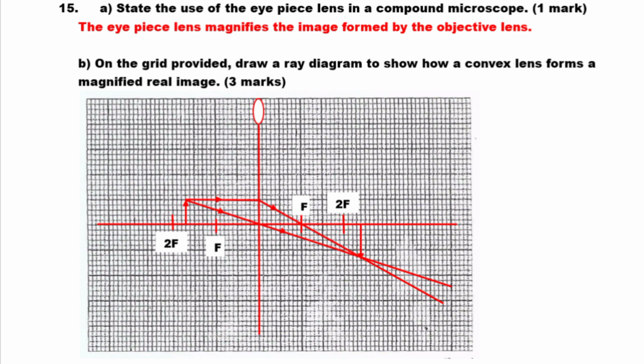The key thing is that you must know the 3 basic rays that we use to locate the image. There's a ray parallel converging through the focal point, a ray through the pole. We also have a ray through F, which goes parallel after refraction. So you can check even before drawing, you may be able to check for the 3, and then you're able to see where the image is formed.